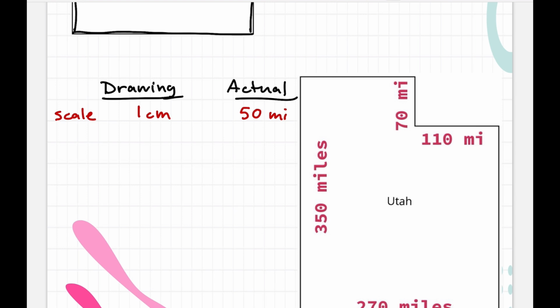And before I even start doing anything else, there's something really important here. Notice centimeters in the drawing are measured as miles in the actual. So now I need to focus on the connection between the numbers. I have a 1 and a 50. Start thinking, how does a 1 change to a 50? Again, that's mental math. A 1 changes to a 50 by multiplying by 50.